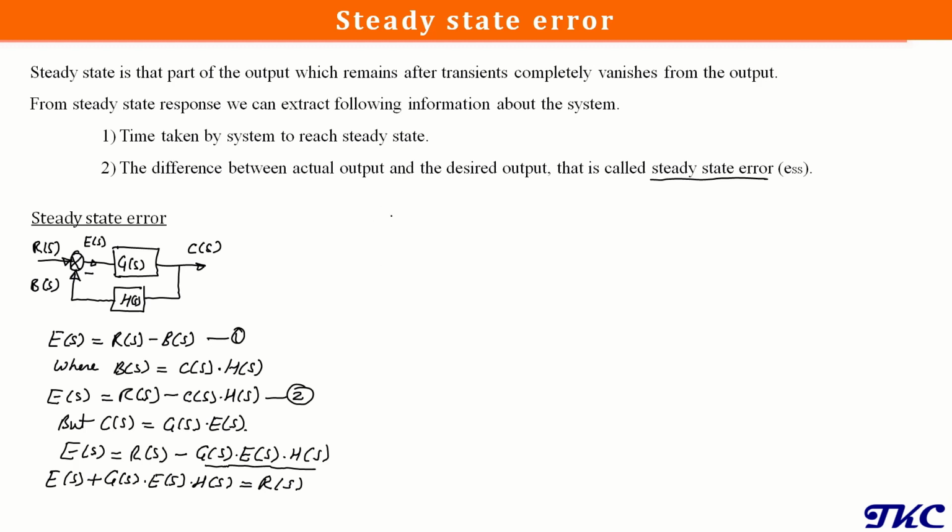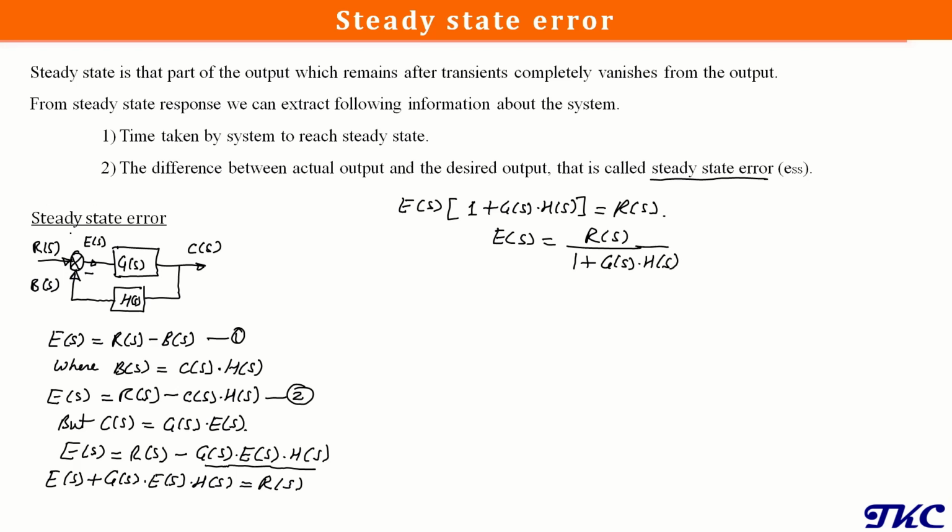So we will be having E(s)[1 + G(s)H(s)] equal to R(s). Now since our aim is to get the error signal, we will write the error signal as E(s) equal to R(s) divided by 1 plus G(s)H(s).